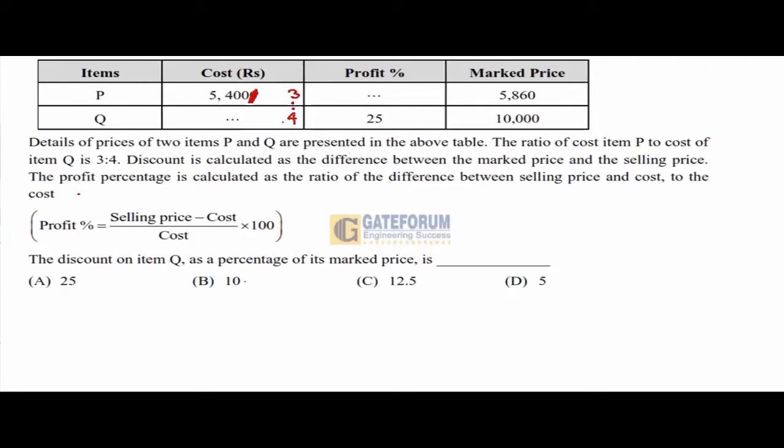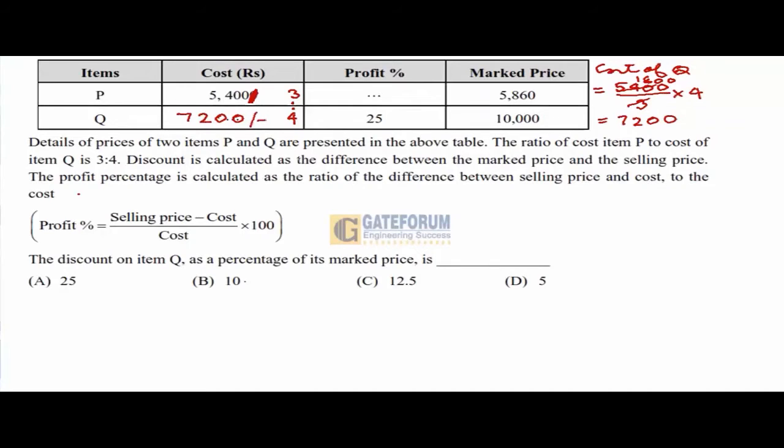So immediately the first thing is we will have to find the cost of Q. How do we do that? The cost of P is 5,400 and that is in ratio of 3:4 with that of Q. So we will say that the cost of Q will be given by 5,400 divided by 3 multiplied by 4. So this is 1,800. So 1,800 into 4 is 7,200. And I can say that the cost here is 7,200 rupees.